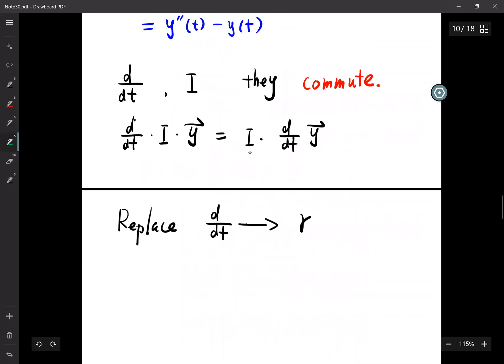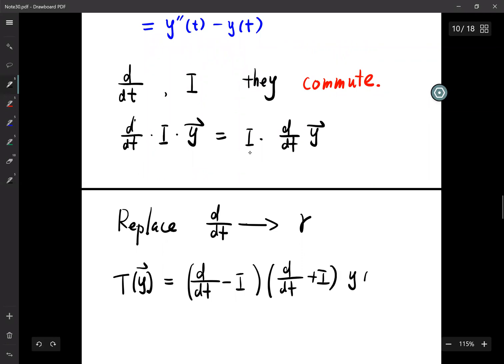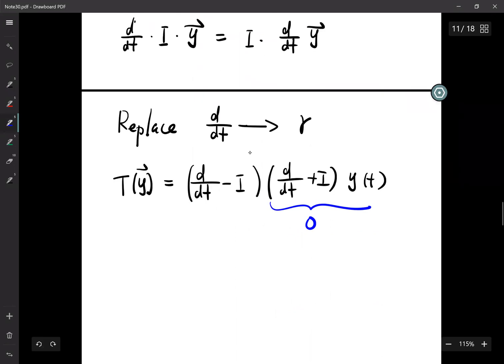If this is clear, then you have gone through the most difficult part. Next is why this is useful. It is useful for the following reason. Now you know Ty is equal to (d/dt minus I)(d/dt plus I) y(t). To make sure this is 0, a sufficient condition is to make this 0. If this is 0, then any leading operator acting on 0 will be 0.